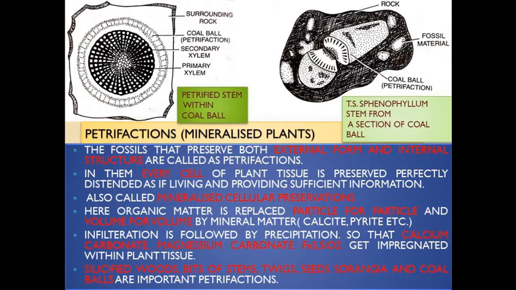So when we cut open such fossils that are found and study the structures behind them, then we find the cellular details also. So petrifactions are good to study external form as well as internal structure, whereas compressions are good for external morphology only. So how are they formed? Here organic matter is replaced particle by particle and volume by volume by mineral matter.